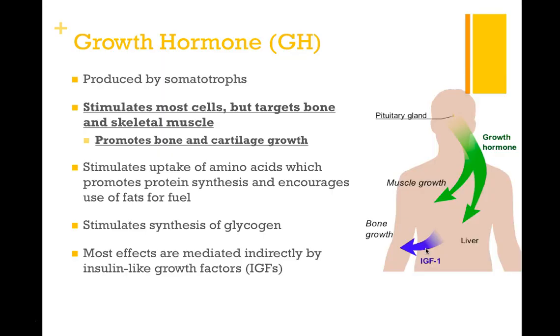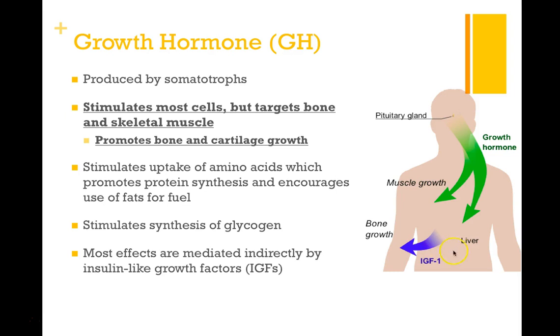Now let's talk about the growth hormone. The growth hormone is produced by cells called your somatotrophs. They will stimulate most cells within our body, but the target cells are specifically bone and skeletal muscle. They will also promote cartilage growth.